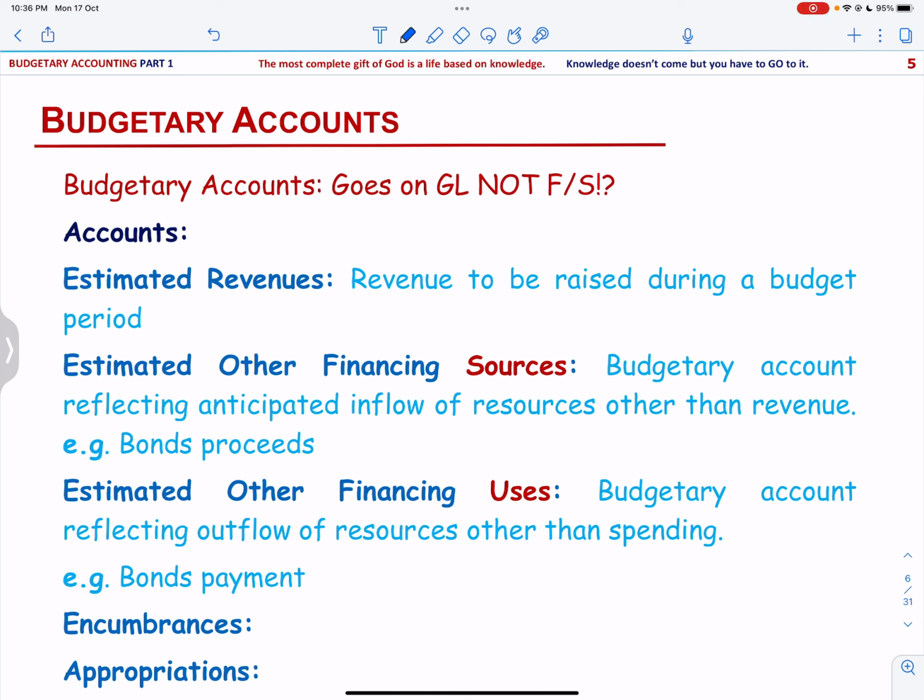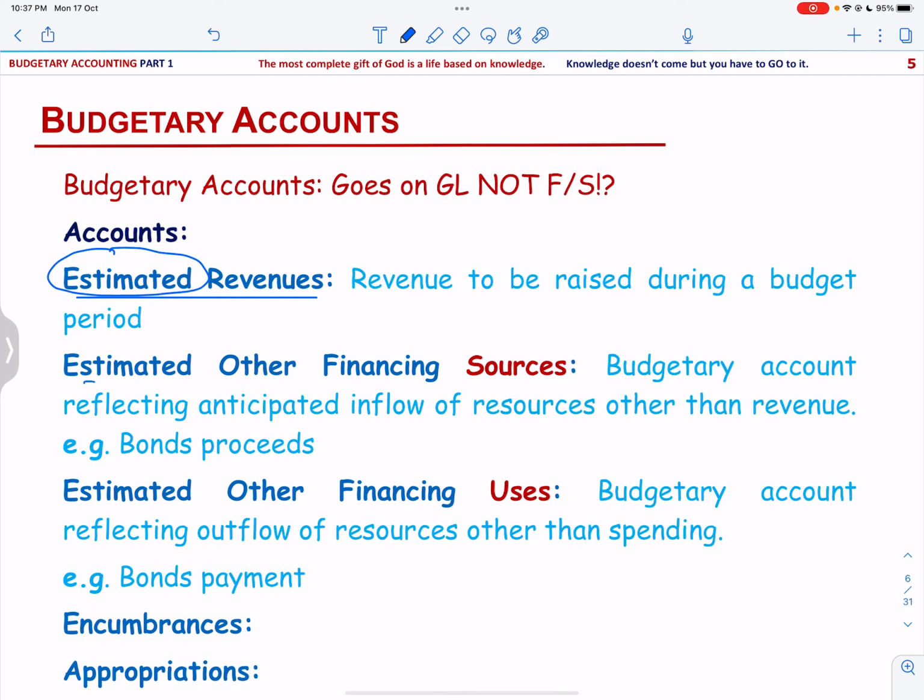There are 5 budgetary accounts, and let us talk about each one of them. First is the estimated revenue. Please note that it is estimated revenue and not just a revenue. Estimated revenue is the revenue to be raised during the budget period, that is how much amount the government is planning to raise, and since this is estimated revenue, this account will have a debit balance and not a credit balance that revenues have.